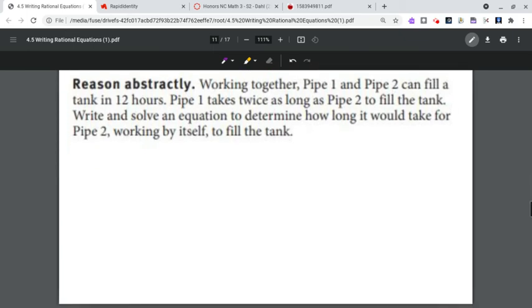Okay, another work rate problem. Working together, pipe 1 and pipe 2 can fill a tank in 12 hours. Pipe 1 takes twice as long as pipe 2 to fill the tank. Write and solve an equation to determine how long it would take for pipe 1, how long it would take for pipe 2 working by itself to fill the tank.